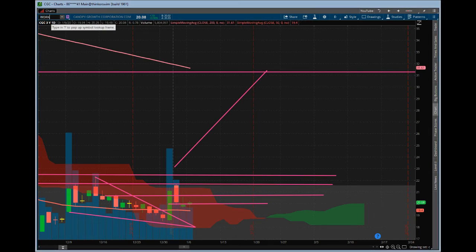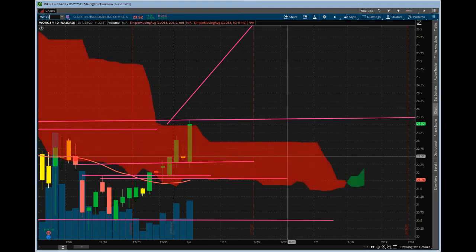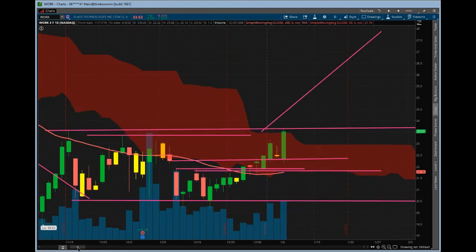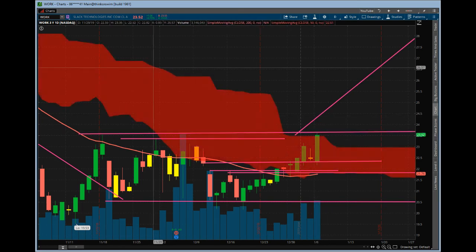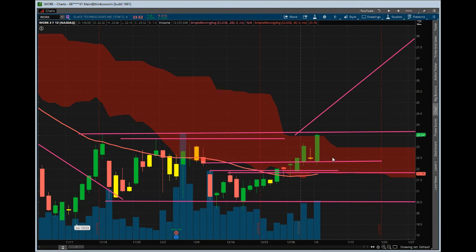And then WORK. Yep, nice close today, over the cloud. I like it. I like the increased volume. Just watch out for this resistance level right here, a little bit of an upper shadow on that. If we can close above that or push above it tomorrow, this thing might get some action. We're seeing that on a lot of things.